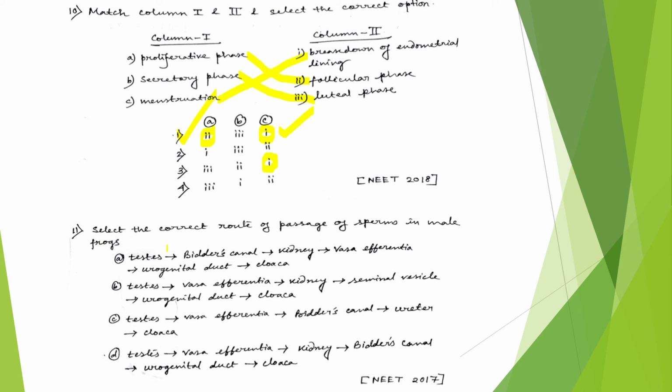Select the correct route of passage of sperm in male frogs. Here it has specified the organism, male frog. So the correct answer would be from testes, the sperm goes to vasa efferentia, then kidney, then Bidder's canal, then urogenital duct, and then cloaca.